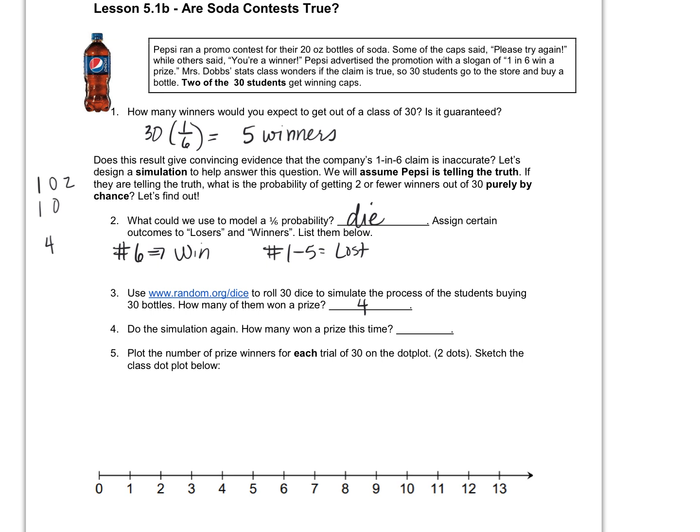Let's do the simulation one more time. How many win the prize this time? Okay? More trials, the better, right? One, 0, 1, 2. I got 4 again also. How many times did you win the prize the second time? I got 4 again. All right.